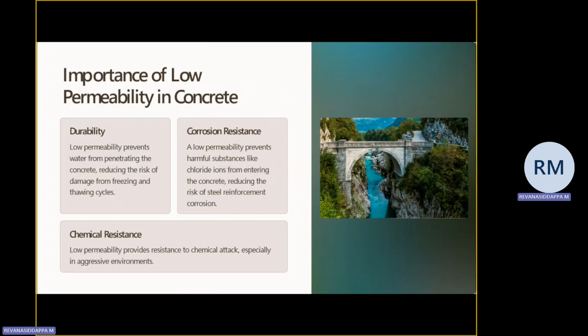Then the importance of permeability in concrete: durability. Low permeability prevents water from penetrating the concrete, reducing the risk of damage from freezing and thawing cycles. Another one is corrosion resistance. Low permeability prevents harmful substances like chloride ions from entering the concrete, reducing the risk of steel reinforcement corrosion. And chemical resistance: low permeability provides resistance to chemical attack, especially in aggressive environments.